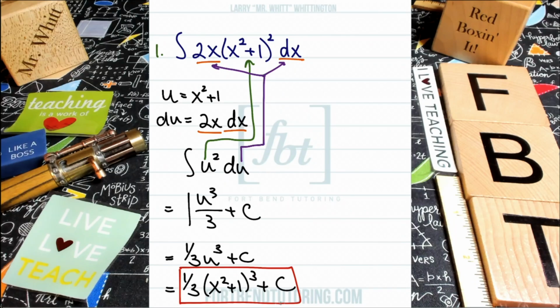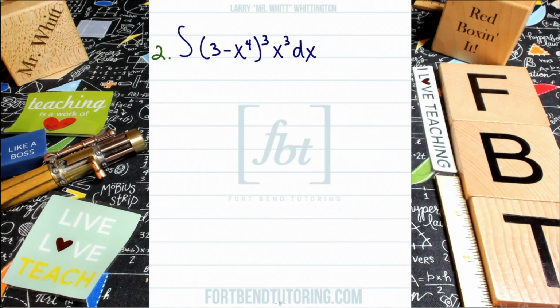Let's keep it moving, people. On to problem number 2. Here we have the integral of (3 minus x to the 4th power) cubed times x cubed dx.